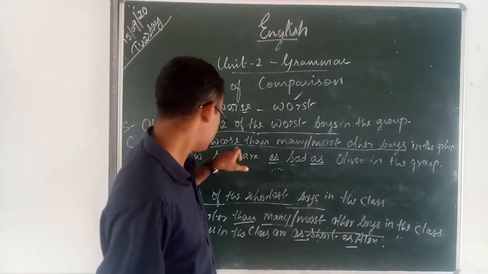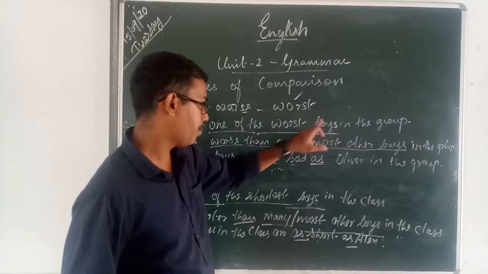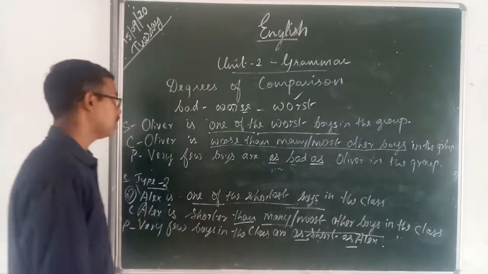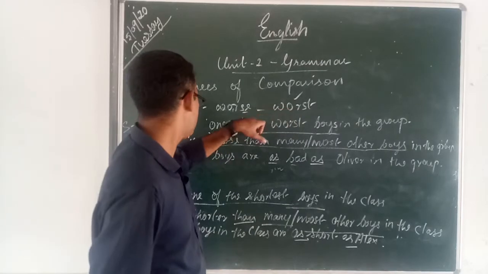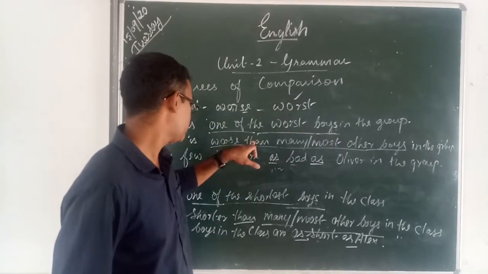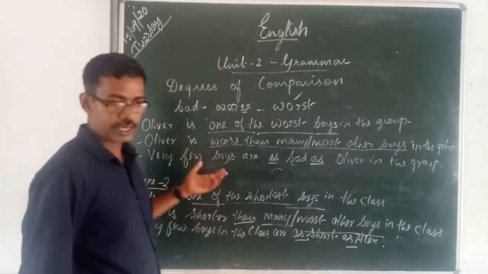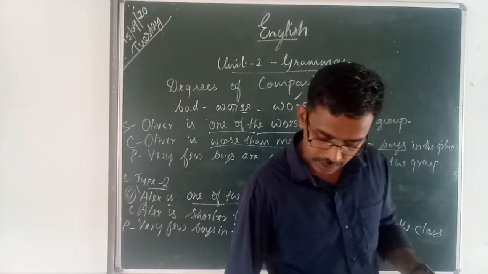Here bad means it is positive degree. Worse means it is comparative degree. Worst means it is superlative degree. It comes in reverse. For your understanding, superlative comes first, then comparative comes second, then positive comes third. I hope you have understood the second type of degrees of comparison.